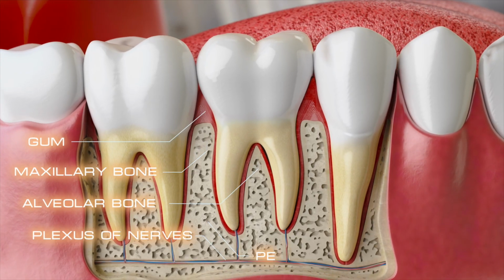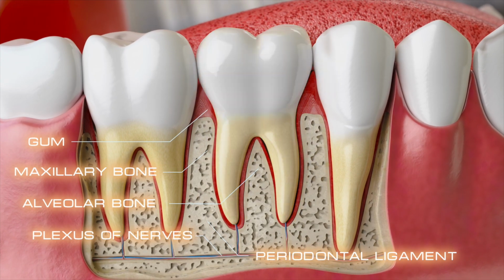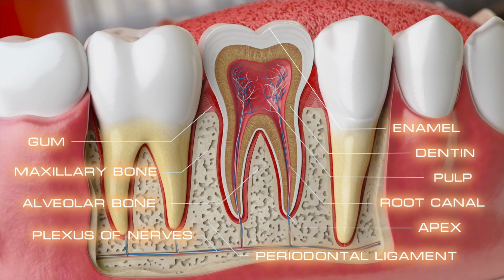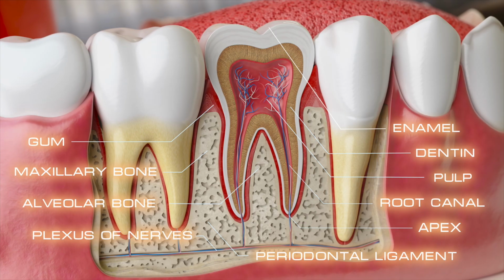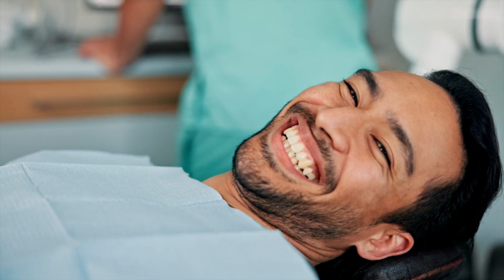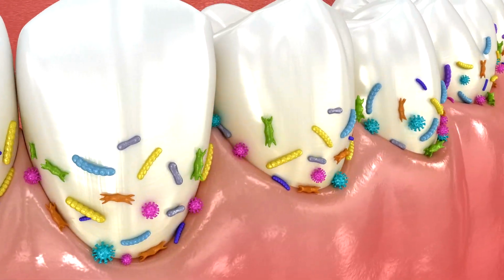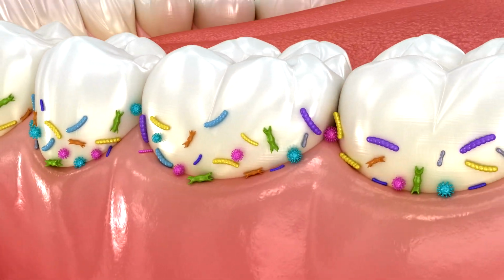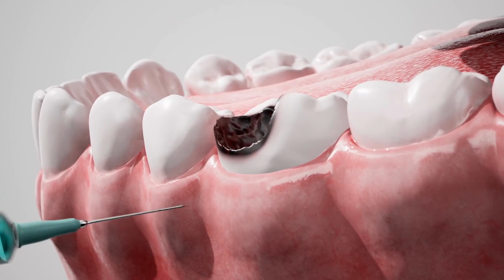After the decay is removed, the empty space inside the tooth must be restored. This is called a dental filling. Modern dentistry uses several filling materials, including composite resin, ceramic materials, and other tooth-colored restorations designed to match the natural appearance of the tooth. The filling seals the cavity and protects the tooth from further bacterial damage. For larger cavities, the dentist may recommend crowns or additional restorative dental treatment to strengthen the tooth structure.